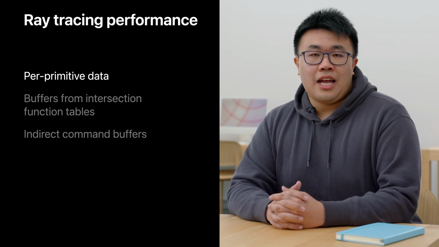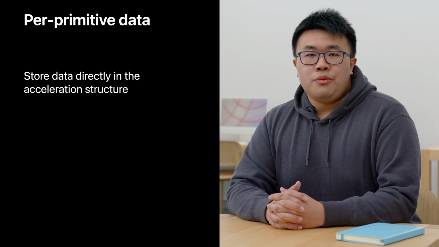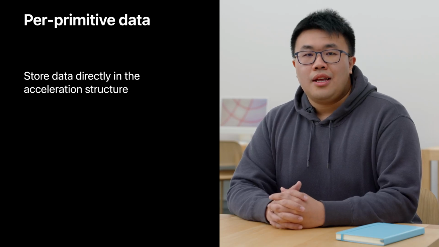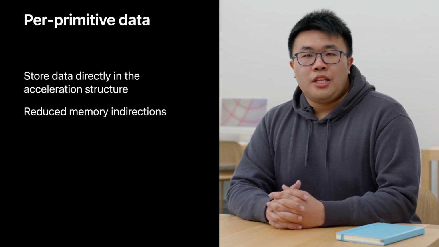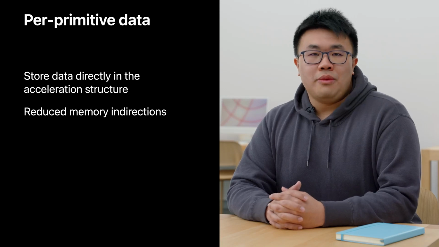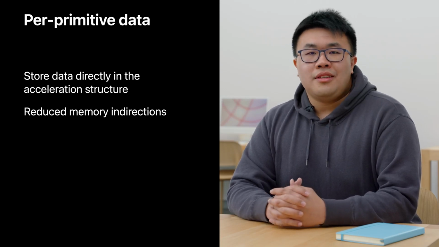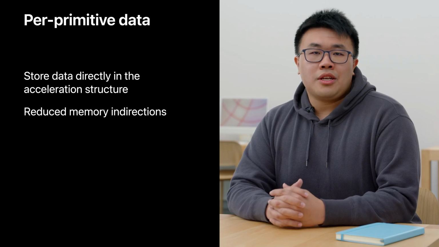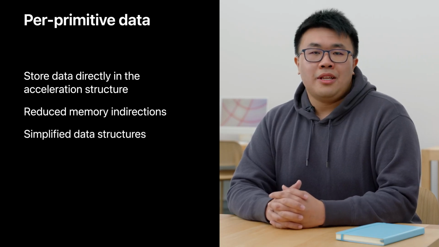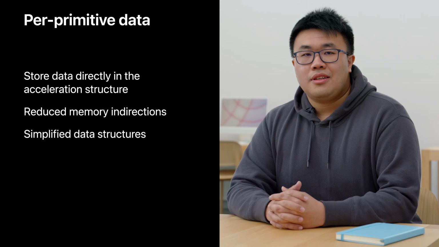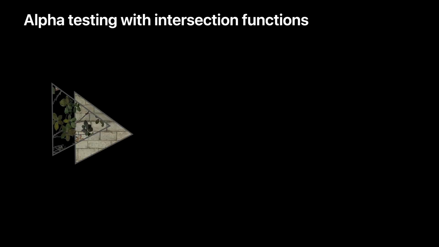Let's start with per primitive data. Applications usually have data associated with the primitive in their scene, such as vertex colors, normals, and texture coordinates. This year, we've added the ability to store small amounts of data for each primitive directly in the acceleration structure. This data can be accessed with fewer memory indirections and cache misses, improving performance. This also reduces the need to store complicated auxiliary data structures, which are typically required to look up the data associated with your primitives. Let's look at an example.